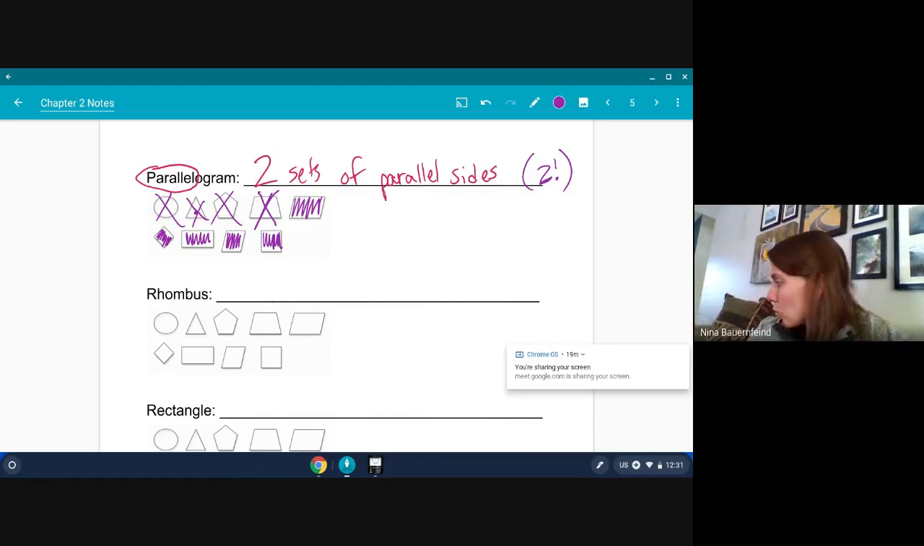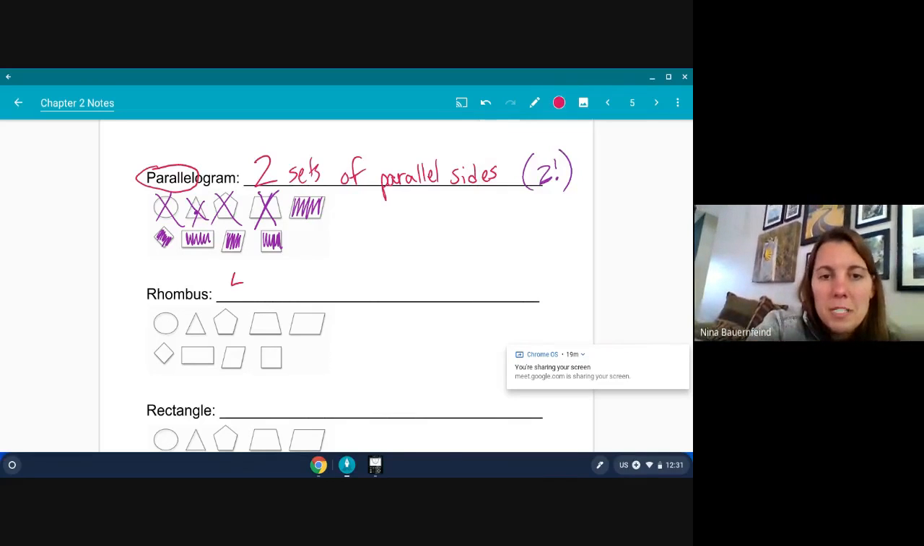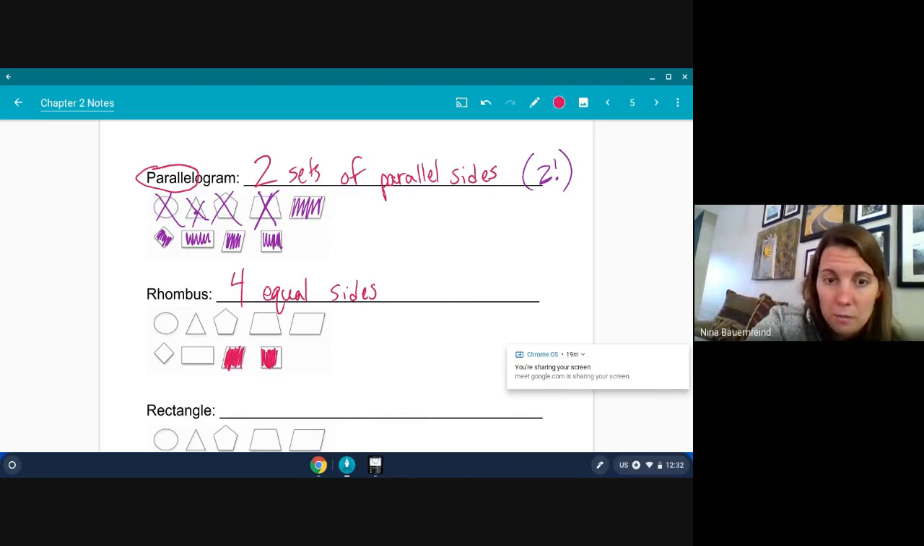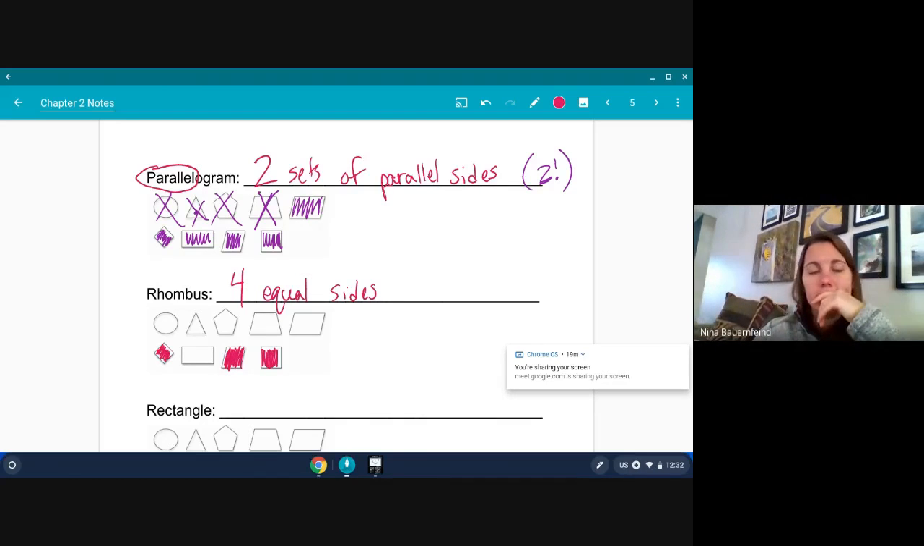All right. And then rhombus. This one's a nice definition. A rhombus has 4 equal sides. Just 4 equal sides. It's not like a square where it has to have 4 equal sides and perfect right angles. It's just 4 sides that are the same. So this one is a rhombus. It's tilted, but that's okay because the sides are the same length. This one, it has 4 sides the same length. And this one. Everything else is a no.